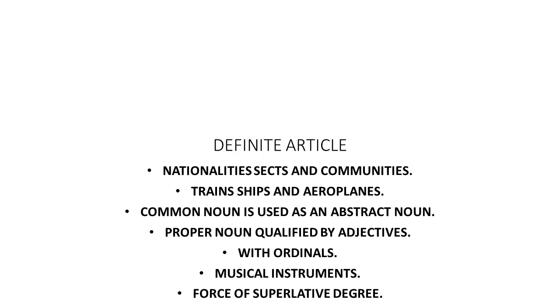Next, with the province of Punjab. The is used with the province of Punjab because it is symbolized with five rivers. That is why we can put the with the province Punjab. Except Punjab, Punjab ke alawa kisi bhi province ke naam ke saath da ka istamal nahi hota.